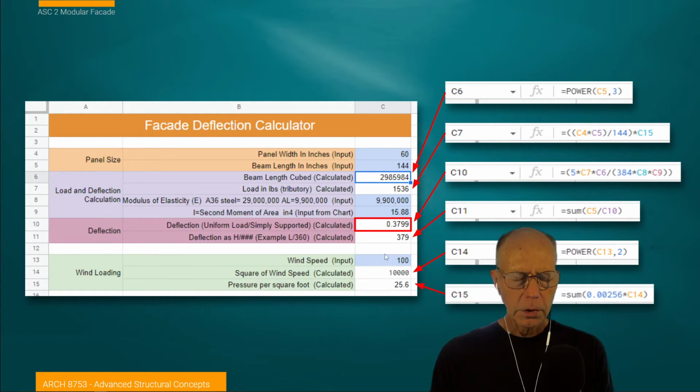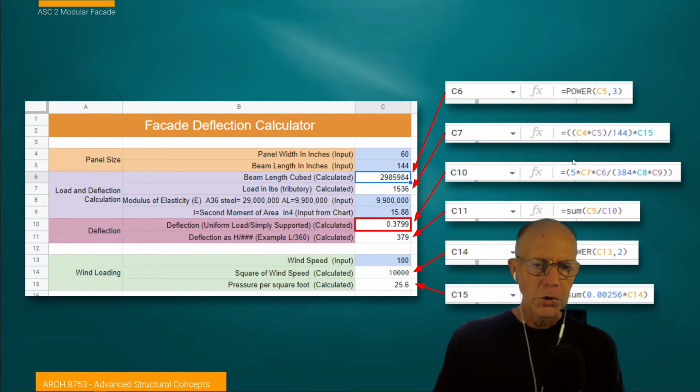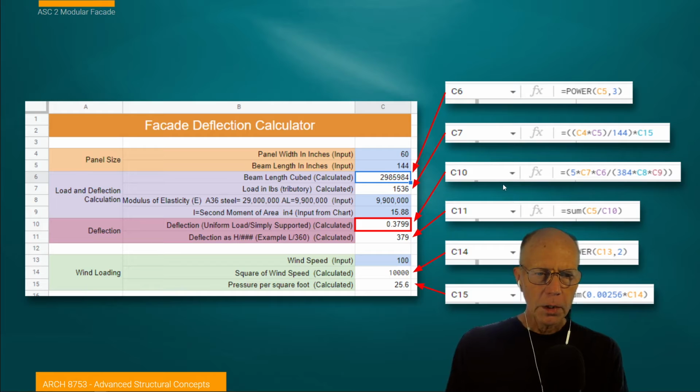In this case, we haven't gotten to that calculation, but it would be C15. And in this case, at 100 mile an hour wind, it's 25.6 pounds per square foot. So that's our second formula. Before we go to the third formula, let's look at the fact that we need two other pieces of data.